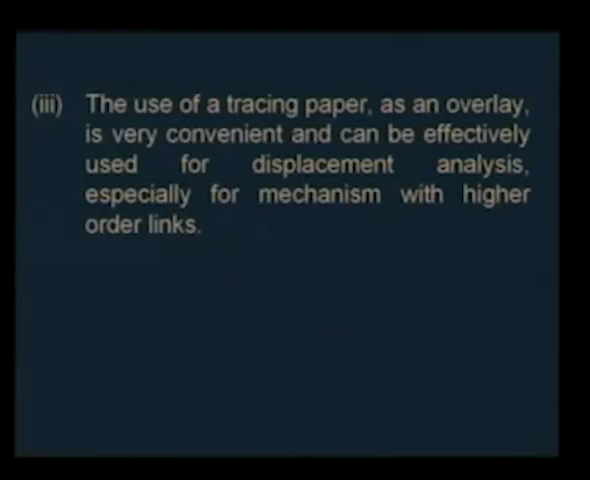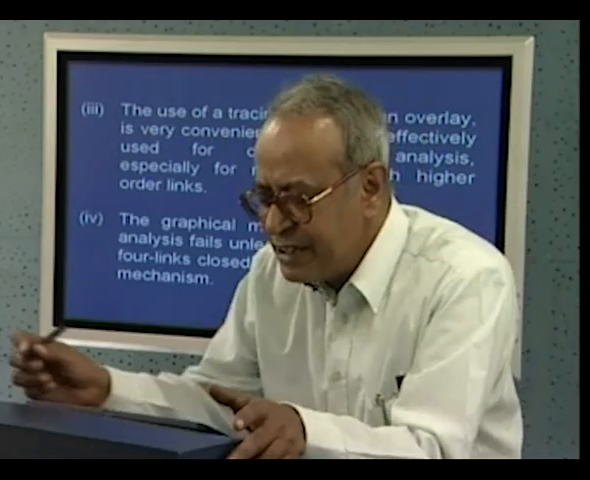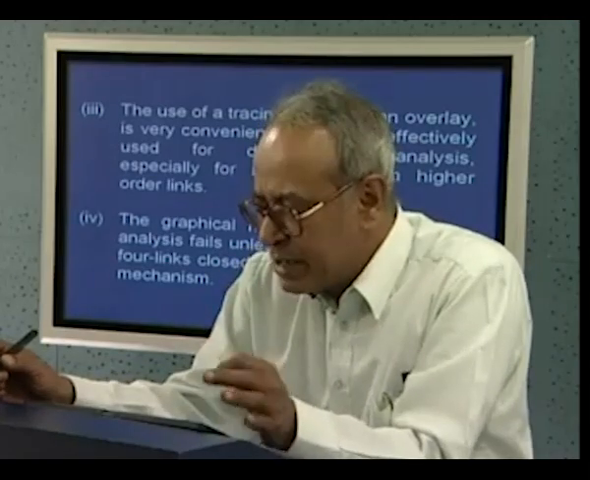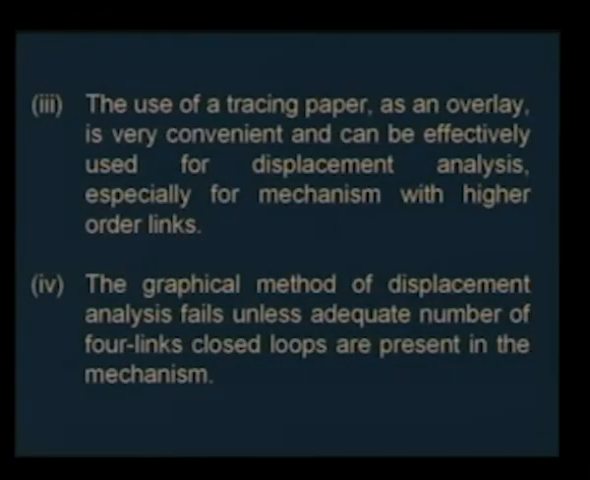The third point is, sometimes we may use a tracing paper as an overlay, and we will see that this will be very convenient, especially if there are higher order links present in any particular mechanism. And lastly, we must know that the graphical method of displacement analysis cannot be used unless there are an adequate number of 4-link closed loops in that particular mechanism. Unless we have an adequate number of 4-link closed loops, the graphical method of displacement analysis cannot proceed.